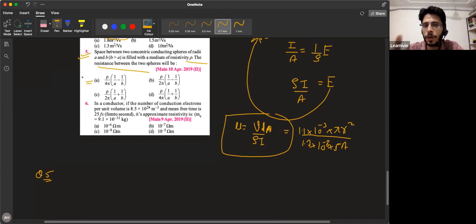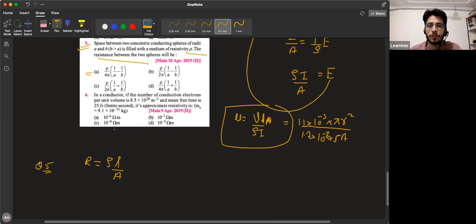Just tell me what formula you will use to calculate resistance if you have resistivity and geometry. I'm asking only the formula, nothing else. R equals rho L by A. Very good. The formula that we'll be using is R is rho L by A.